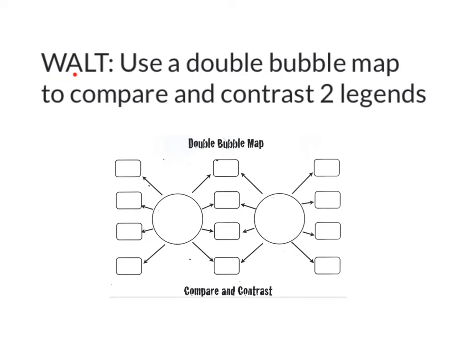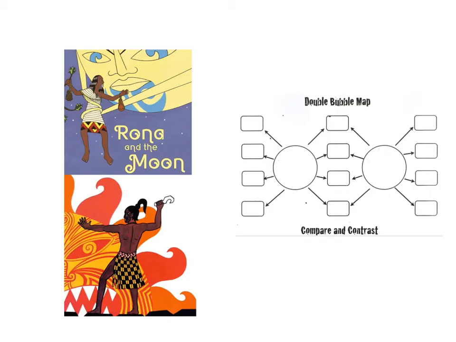We are learning to use a double bubble map to compare and contrast two legends. So today I'm going to show you how to use this double bubble map to compare and contrast two legends. The legends I'm going to be comparing and contrasting are Rona and the Moon and How Maui Slowed the Sun. And I have read both of these legends so I know what happens in each of them.